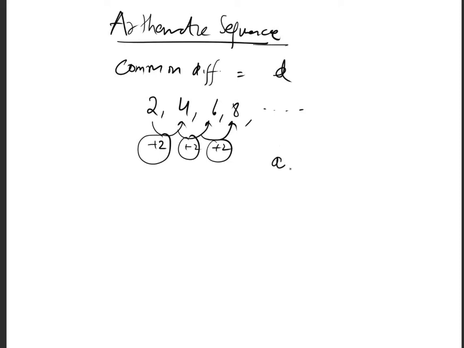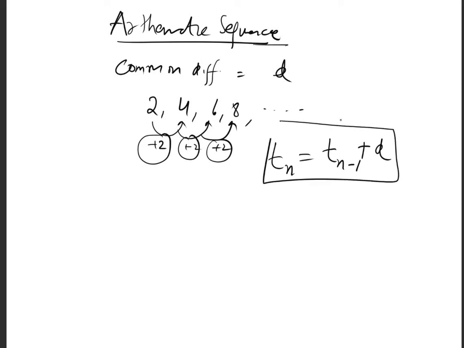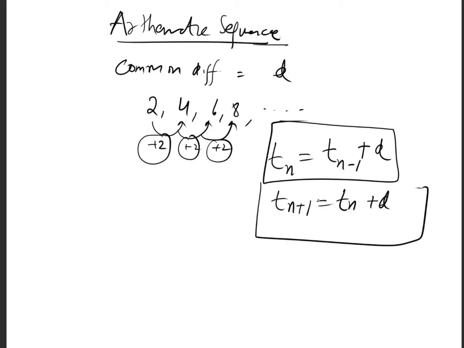So in order to go to t_n, what you're doing is t_(n-1) plus d. This is how you do it. A lot of books also write it like this: t_(n+1) equals t_n plus d. So in both formulas, t_n and t_(n+1) or t_(n-1) are consecutive terms. If you add the common difference to the previous term, you get to the next term.